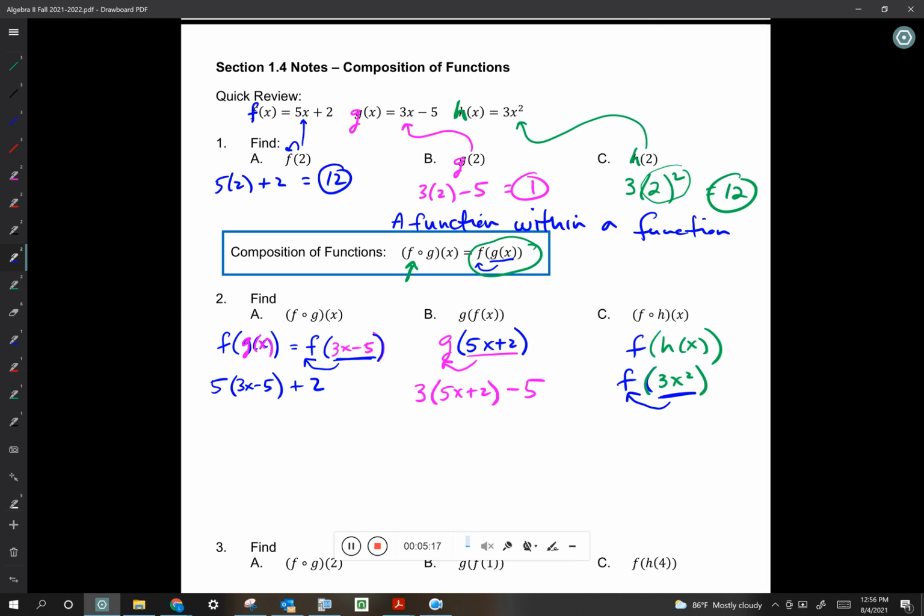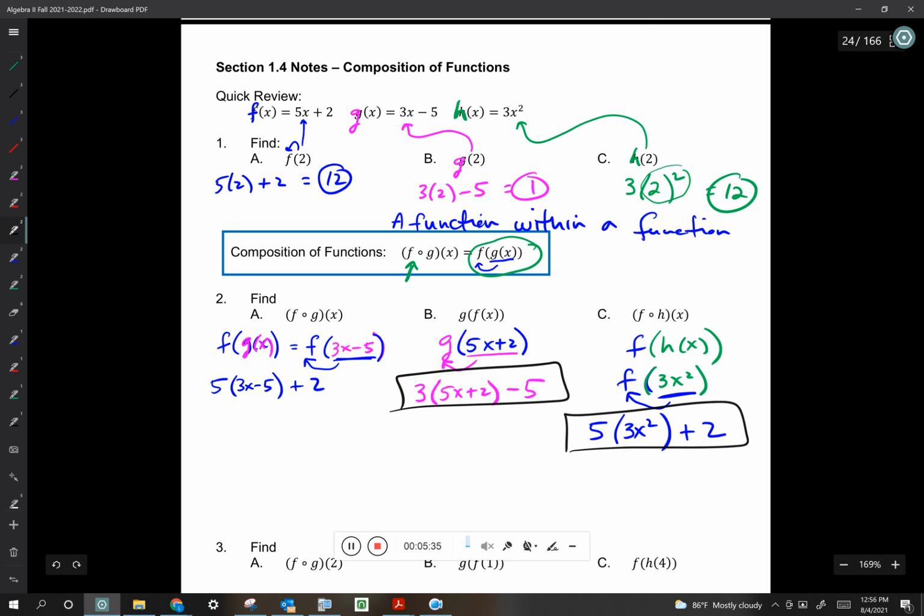So the 5x plus 2, so I'm going to have 5. In place of the x, I'm going to put in 3x squared. And then don't forget at the end, you have the plus 2. Okay, so keep in mind, this is the most important part of each one of these, right? That shows the setup. That shows me that you understand the composition of functions.